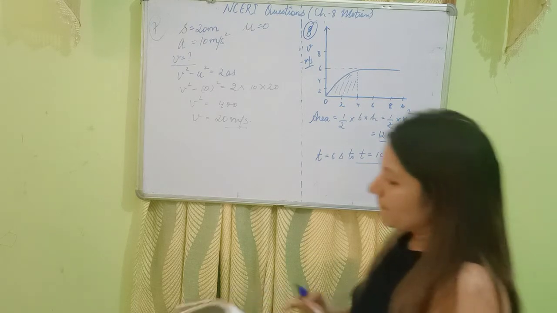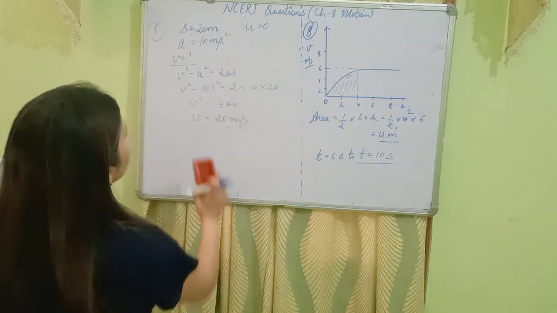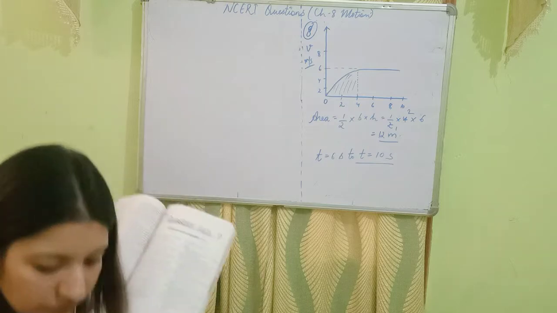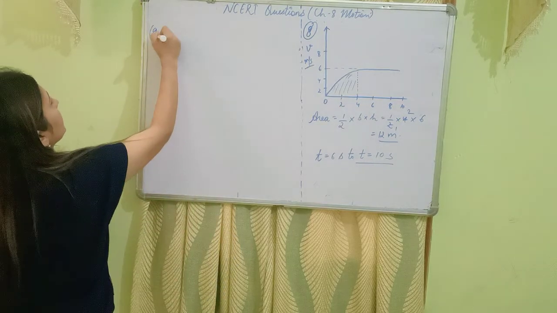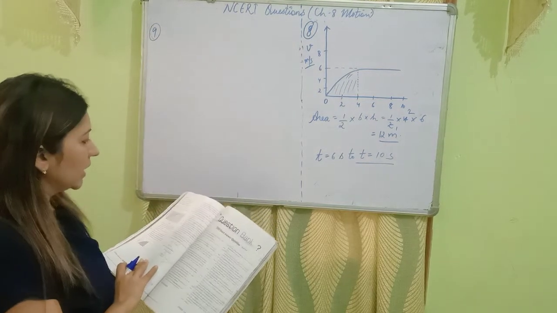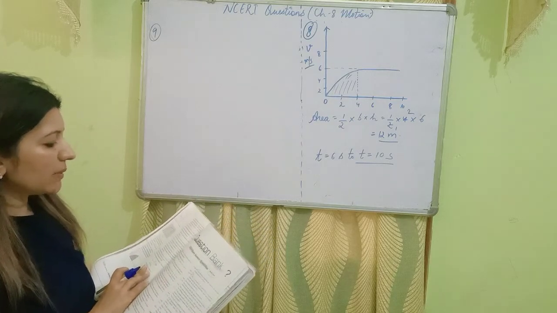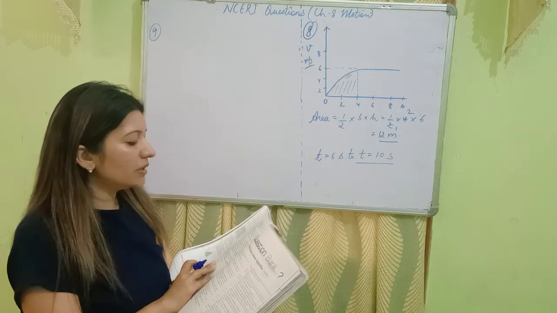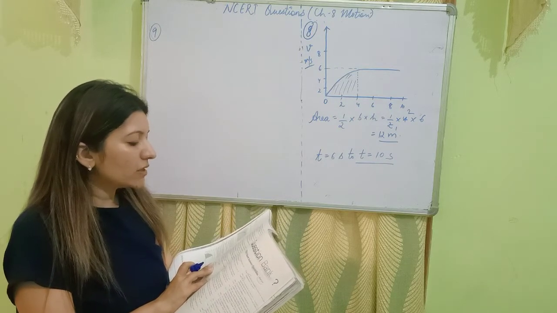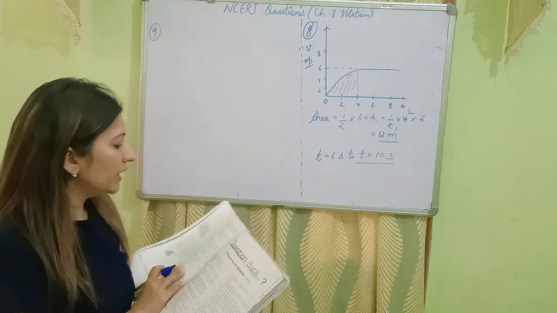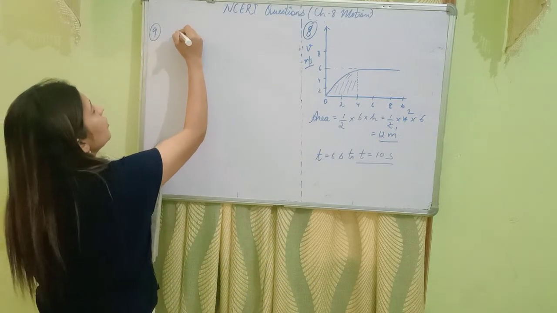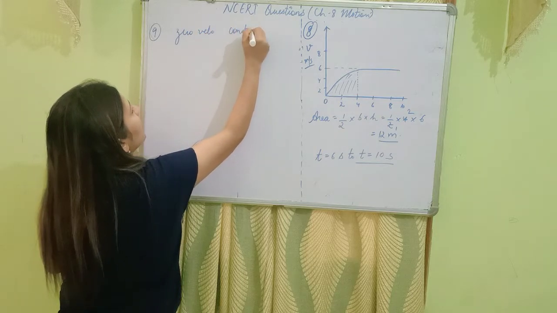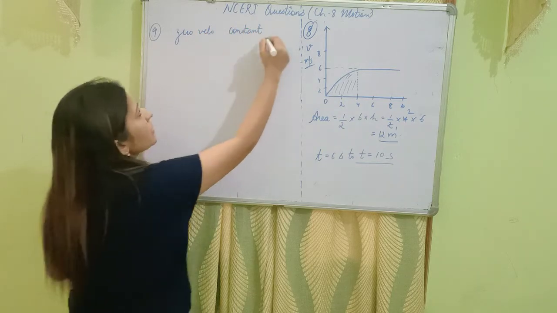Question number 9. State which of the following situations are possible and give an example for each of these. An object with a constant acceleration but with zero velocity. You need to give an example with zero velocity and constant acceleration. This is when you throw something upwards.